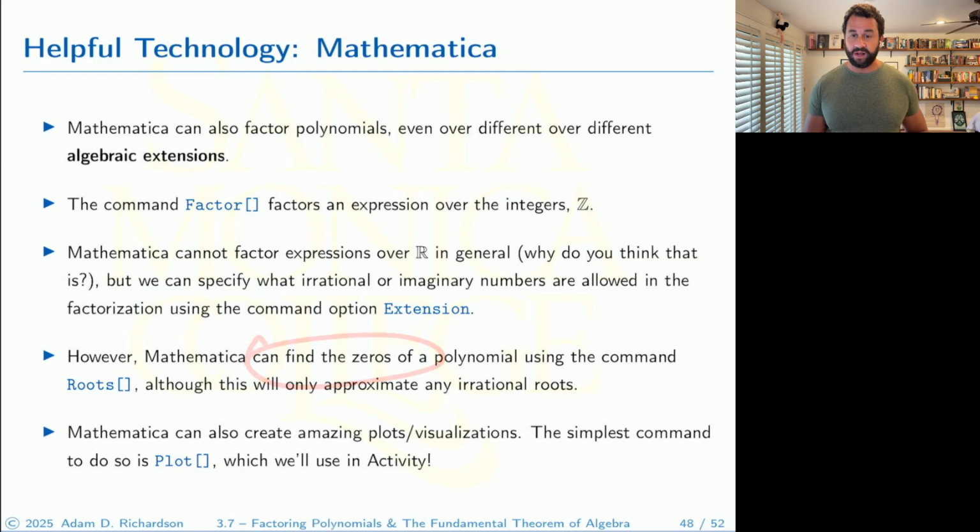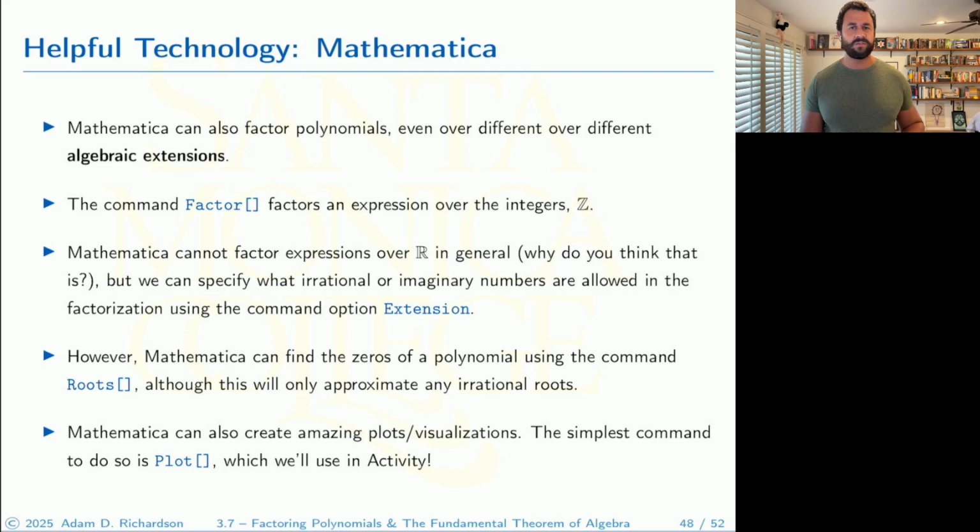Mathematica can find the zeros of a polynomial using the command roots. You basically set up the polynomial equation and it will compute the roots. Only downside with that, maybe not too much of a downside, is that it can only approximate irrational roots. Keep that in mind. This is why we talked about the theory of approximation. If there is a rational root, Mathematica will give it to you exactly. If there is an irrational root, it can only approximate it. Again, because irrational numbers have infinite decimal representations. Mathematica is just going to get as close as you want it to get, okay? You can also create really amazing plots and visualizations.